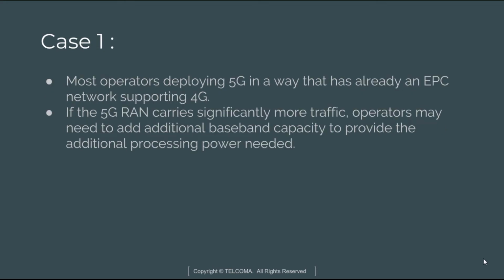Here, we deploy 5G where there is already an EPC network which supports 4G. If the 5G radio access network carries more traffic, operators need to add additional baseband capacity so that it can provide additional processing power. We can have embedded RAN functionality. There we can reuse the core network. We can reuse the 4G baseband with 5G, S1 over microwave, fiber or copper, or eCPRI over fiber.